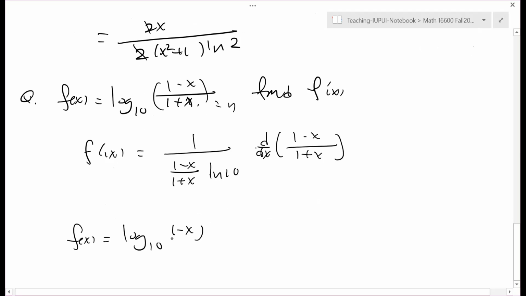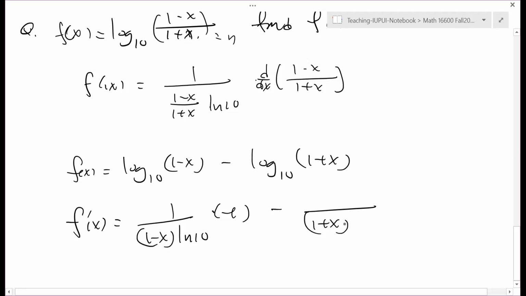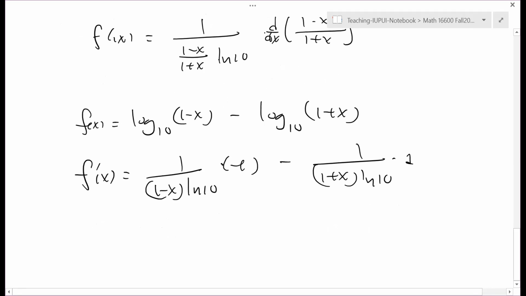You get natural log of 1 minus x, minus natural log of 1 plus x. You see, instead of a fraction, you get the difference. Then it's very simple. The derivative is going to be, for the first one, 1 over (1 minus x) times natural log of 10, and the derivative of 1 minus x is negative 1. Minus the same, 1 over (1 plus x) times natural log of 10, and the derivative of 1 plus x is just 1. So you just have 2 terms.